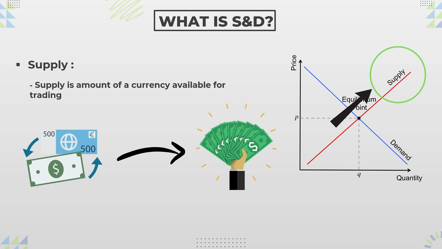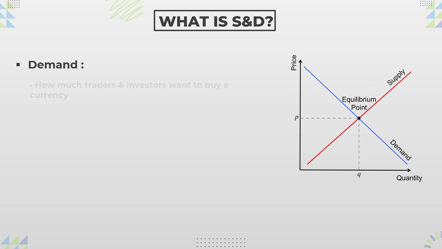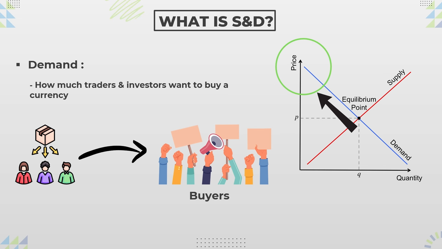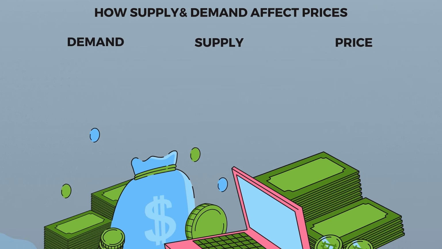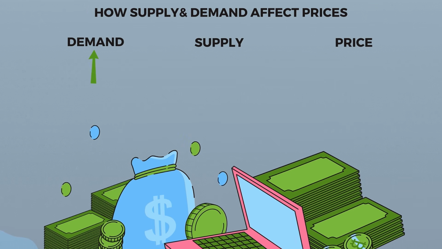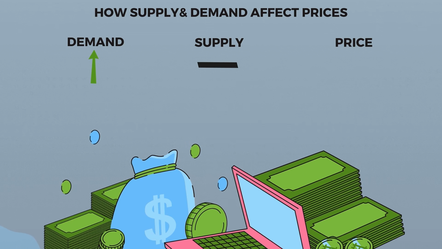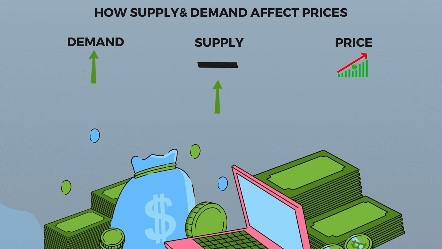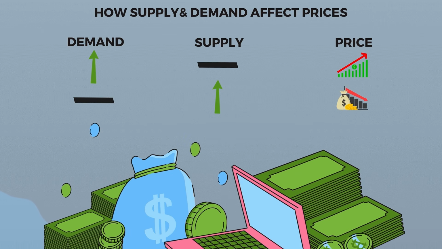On the other hand, we have demand. Demand represents how much traders and investors want to buy a currency. When many people want to buy a currency, it means the demand is high. If demand for a currency goes up and supply remains the same, the price of the currency will go up. If supply goes up and demand remains the same, the price will decrease.